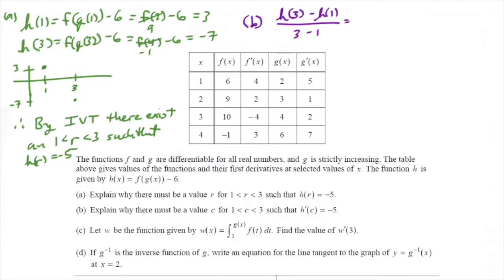So in the bottom we get 2, and this is magically awesome because now we have h of 3, which is right here. That's negative 7, and then we have h of 1, which is right here. It's 3, and if I subtract those, I get negative 10 right here, and then underneath it, I divide by 2. I get negative 5. Boom.